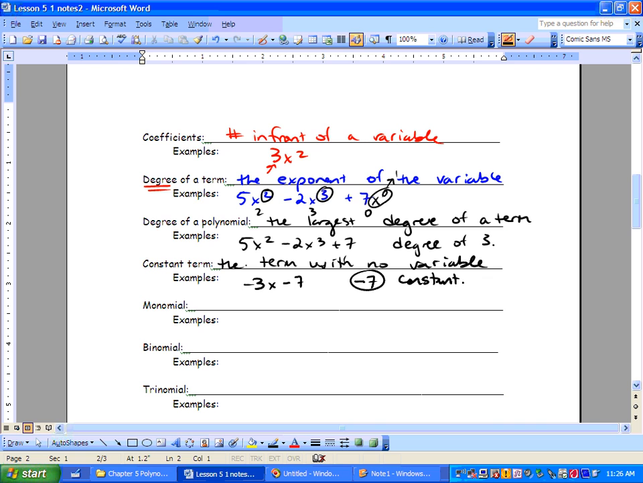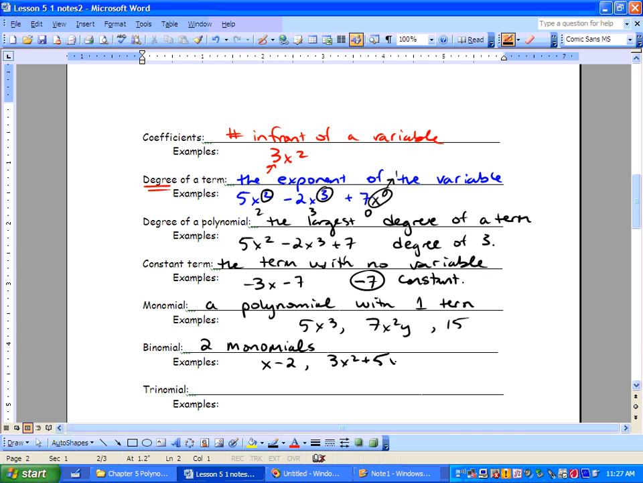A monomial. A monomial is a polynomial with one term. And so that would be like 5x cubed or 7x squared y or just 15. Those are all examples. A binomial has two monomials. All right, and they could be added or subtracted together. And so we could get x minus 2 or 3x squared plus 5x. You get the idea.